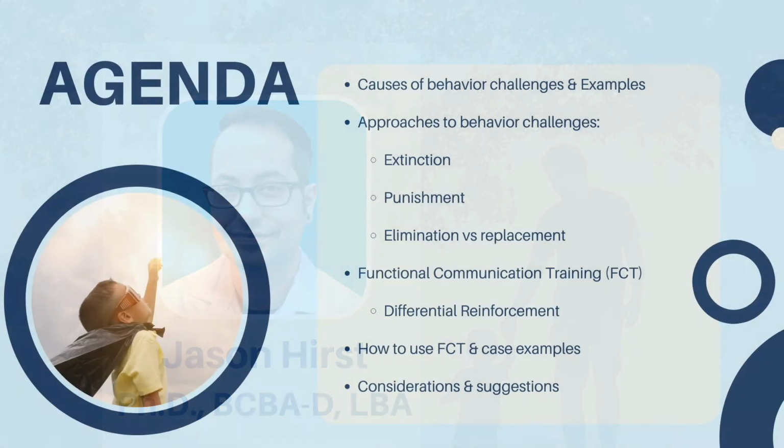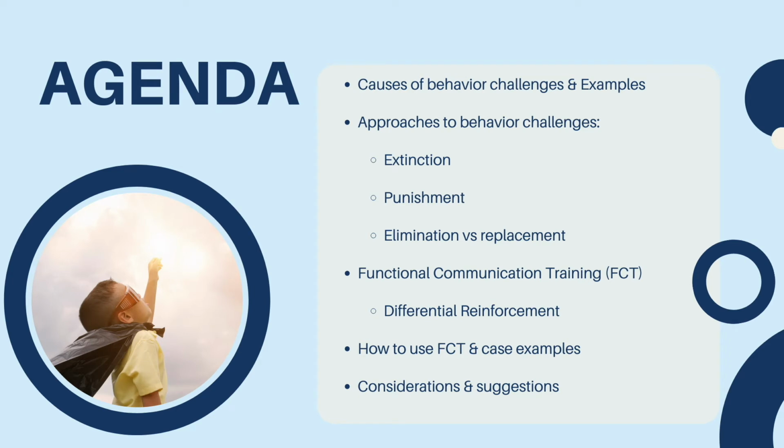Let's get started. In this module, we will review why behavior challenges occur, compare methods that seek to eliminate or replace the behavior, and then introduce a general method for teaching functional communication as that replacement. We'll provide a couple of examples to illustrate how the method works. The exact method for implementing functional communication training can vary depending on your unique circumstances, so you should seek help with designing your intervention from a BCBA. But this training will provide a good foundation for your efforts.